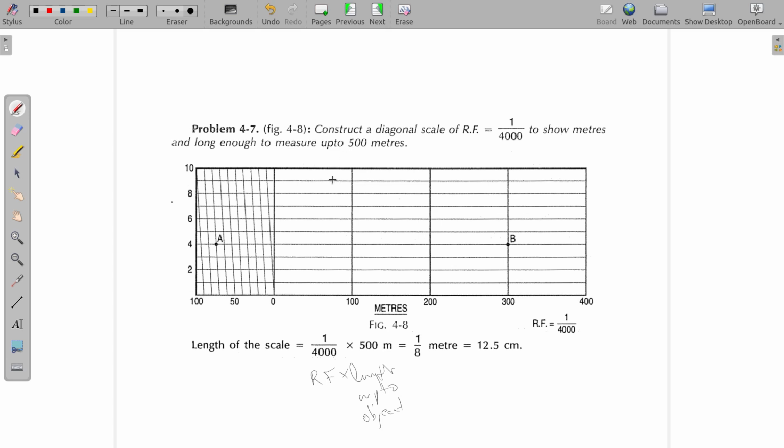It must measure up to 500 meters. So divide it into 5 parts, and each of the parts will represent 100 meters. Now you can further divide the smaller section, which represents 100 meters, into 10 equal parts, and each of the parts will now represent 10 meters. This whole section represents 100 meters. If you divide equally into 10 parts, each section will represent 10 meters. And this is just like the plane scale, simply divided into 10 parts.